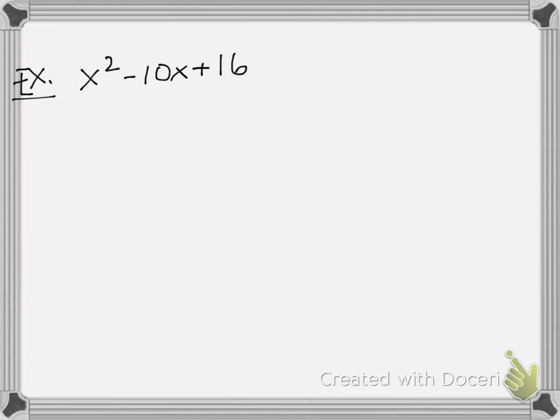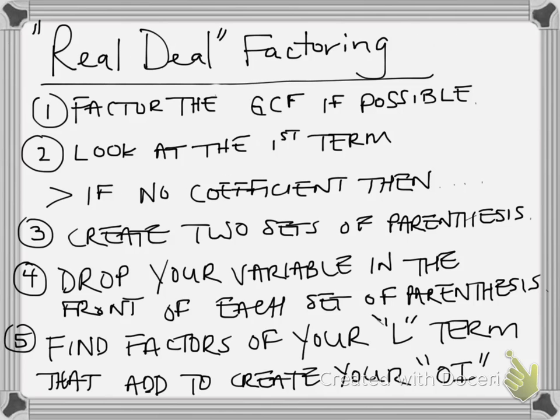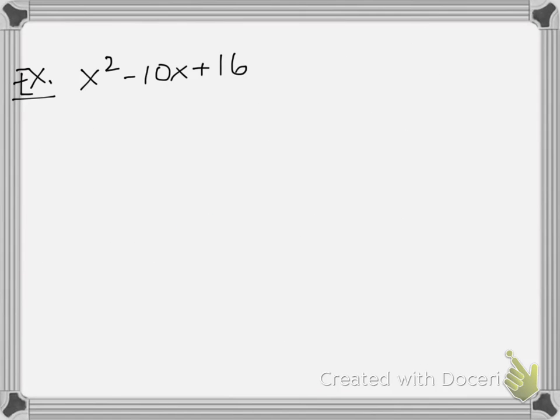Okay? All right, so my first step, if you go back to the steps, is to factor out a GCF if possible. Well, in this case, x squared minus 10x plus 16, there is no GCF. There's 1 as the common whole number, which you don't have to do. And then you have x that goes in there but doesn't go into all three of them, so there's no GCF.